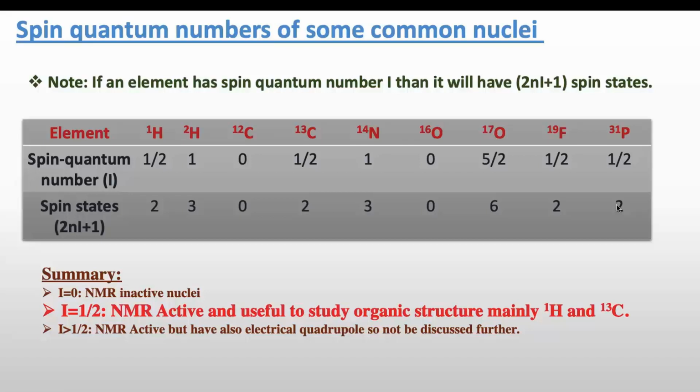Finally, to summarize, if I equal to 0, those nuclei are NMR inactive and they are not useful to get an NMR spectrum. Now, nuclei having I equal to 1/2, like 1H, 13C, 19F, 31P, are NMR active and are useful for us to find the organic structure. Now, nuclei having I greater than 1/2 are NMR active but they have an electric quadrupole, so their spectra are broad, so we do not consider them in NMR spectroscopy.